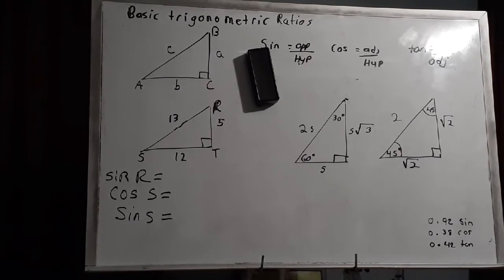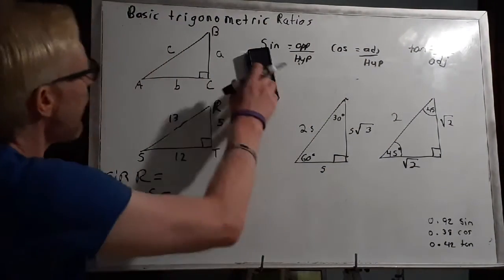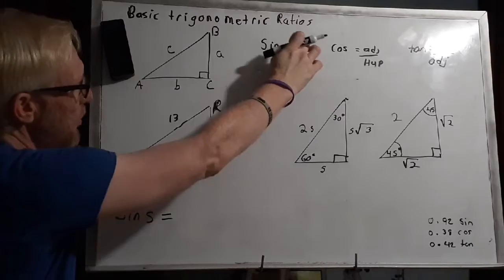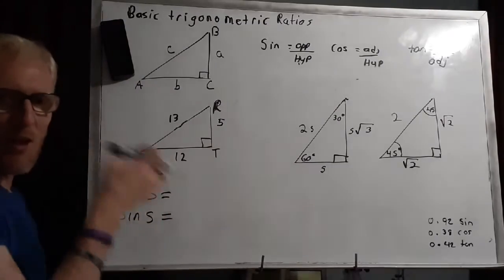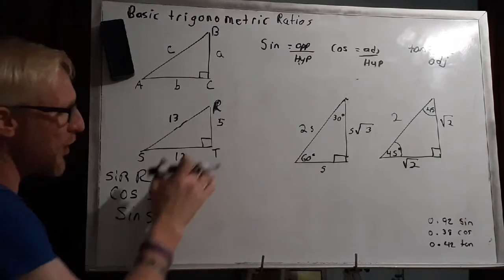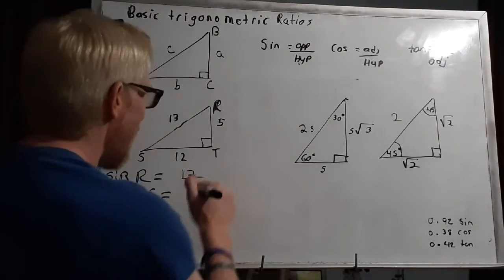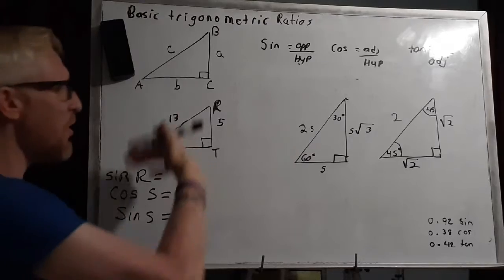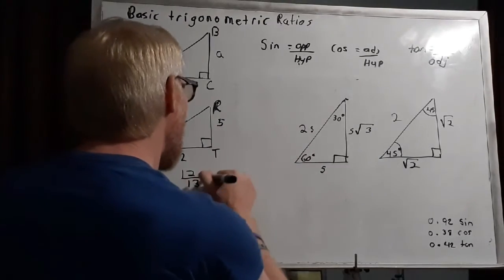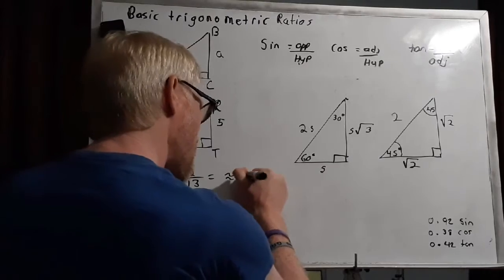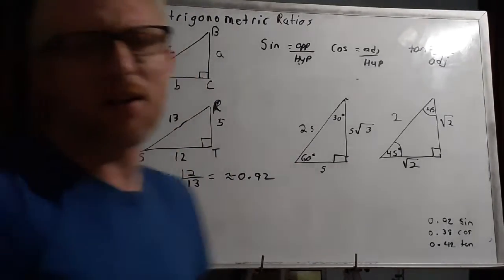All right, so if I want to look for the sine of R, remember sine is opposite over hypotenuse. So the sine of R, the opposite is the number that is farthest from R between 12 and 5. Well, obviously that would be 12. And the hypotenuse is 13. Remember, the hypotenuse is always going to be the larger of all three numbers. And if we divide that, that equals approximately 0.92. You can use a calculator to divide that, all right?